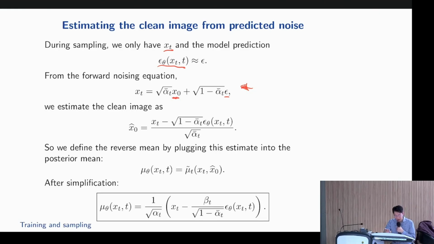That's going to be just solving this equation here with respect to x0. So it looks like this: we know this, this, and this. So if we plug xt and t into our trained model to predict the one-step noise, we can solve for x0 hat. So using our trained model, we can now estimate x0.